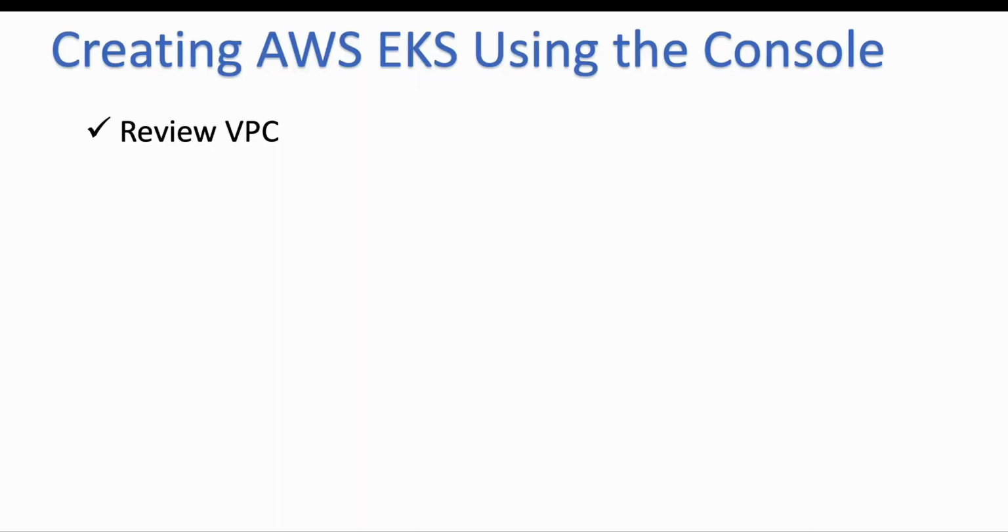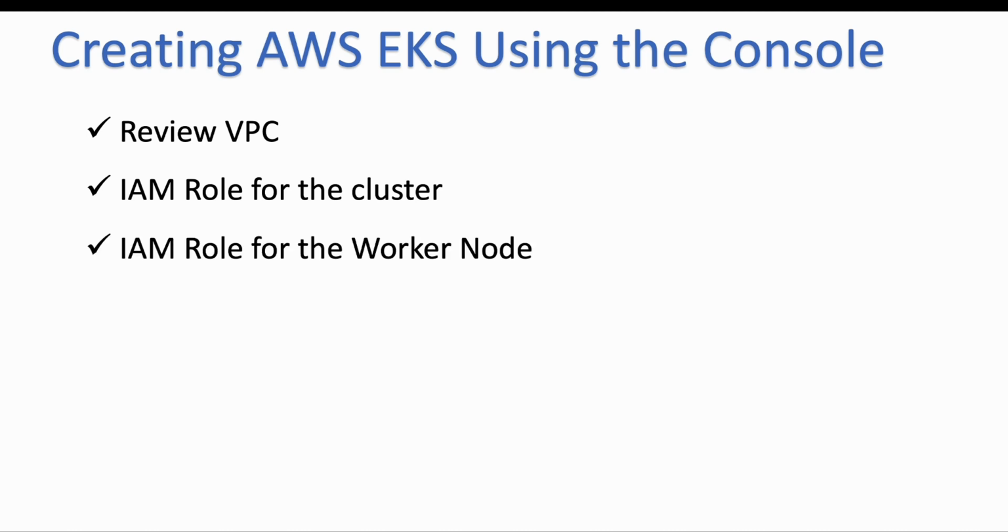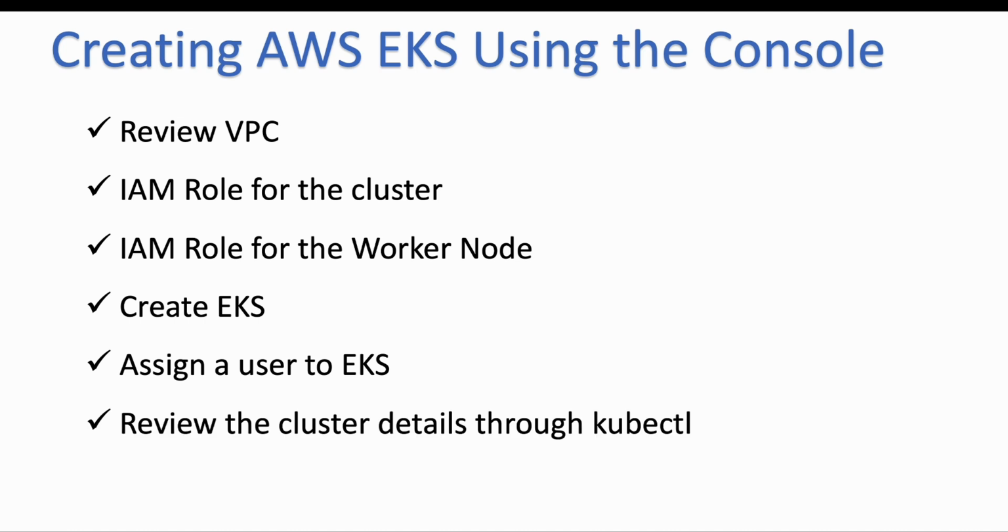So first we will review the VPC setup, and then we'll create a role for the cluster, and then we will create a role for the worker nodes, and then we'll create the EKS, then assign a user to the EKS, and then we will review the cluster details through the kubectl command, and then we will deploy an application to the new cluster. So let's get started.